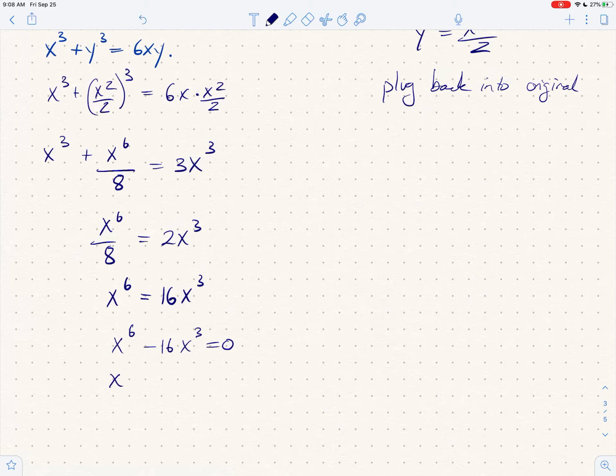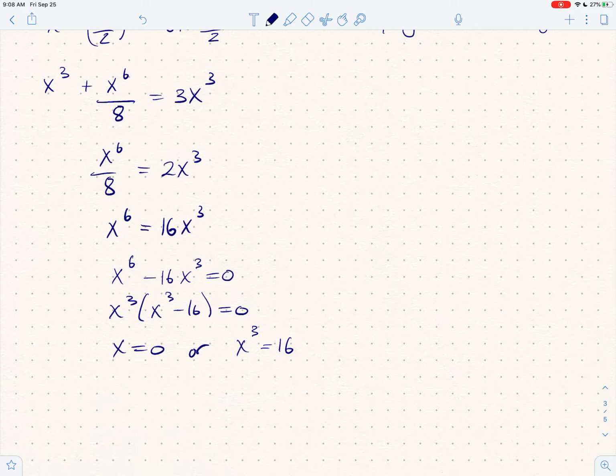So I'm going to think about this as x to the 6 minus 16x cubed equals 0. And so then I'm going to have an x cubed times x cubed minus 16 is 0. And so I get either x is 0, or this guy equals 0, which means x cubed equals 16. Think about what that means, right? 16 is 2 to the 4th, so x is the cube root of 2 to the 4th, or if you want, that's just 2 to the 4/3. We're going to get some messy answers here, it's no problem.